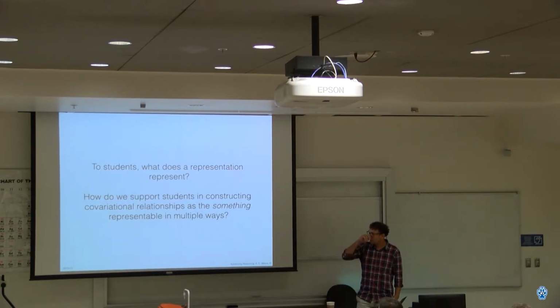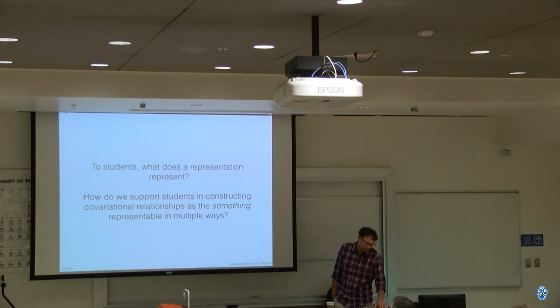And then, of course, one of our major questions in terms of developing instructional materials and investigating learning is, how do we support students in constructing co-variational relationships as something representable in multiple ways. And it's really the last 5 years of a project that we've had that we've dived into these questions. Obviously, we've had multiple questions emerge from these, but these are our overarching questions.